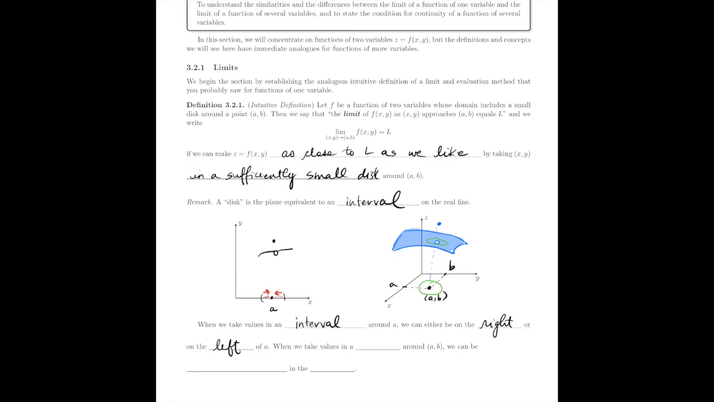But when we take values in a disk around AB, we can be anywhere in the disk. So those values can be anywhere in the disk, and in particular, as we approach AB, we can approach in infinitely many different ways.